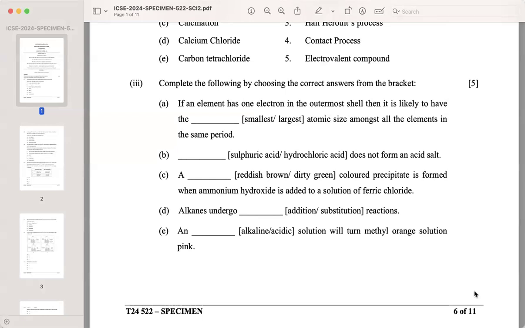Part E, an alloy, it is saying that a dash solution will turn methyl orange pink. So in this case, the answer will be acidic.